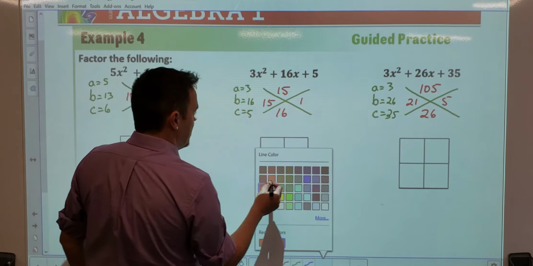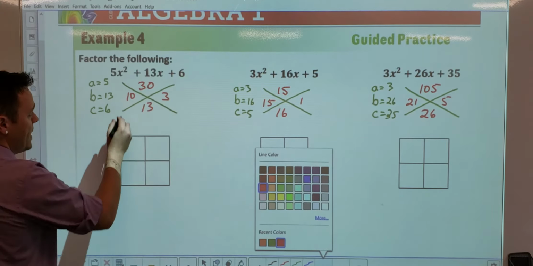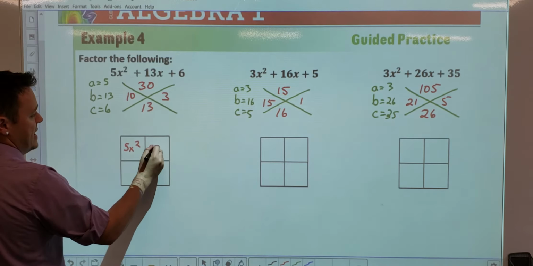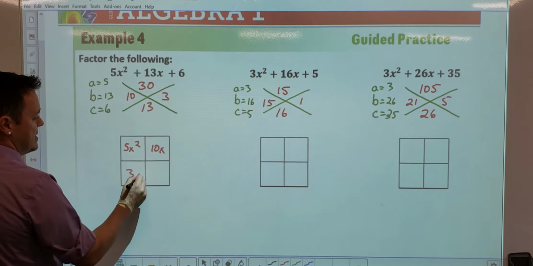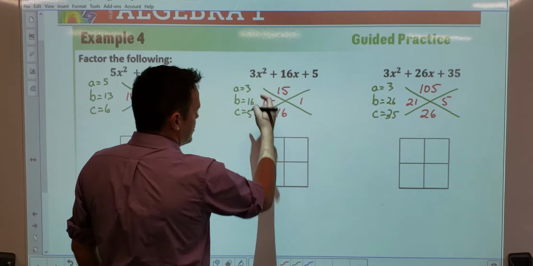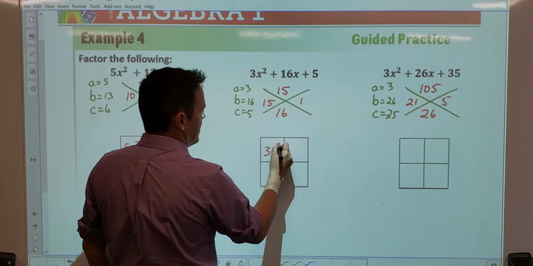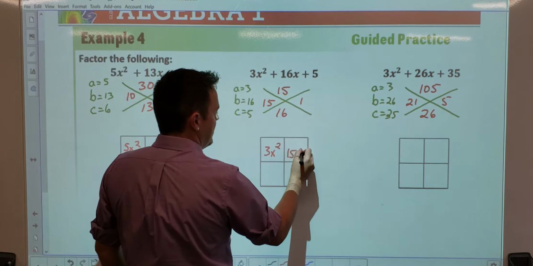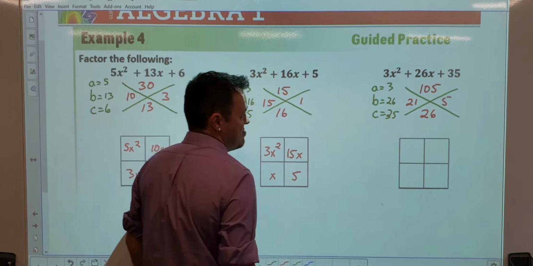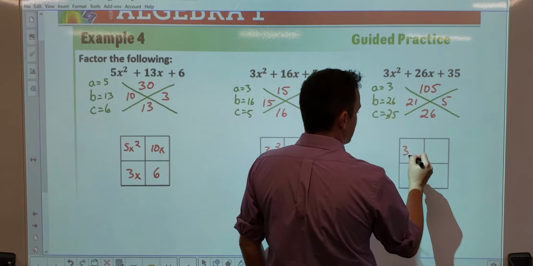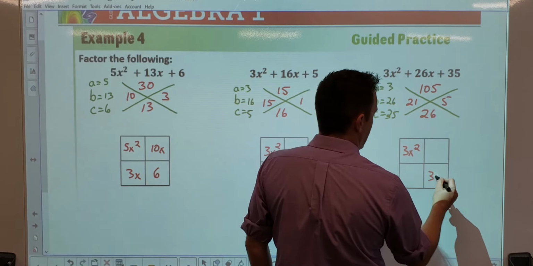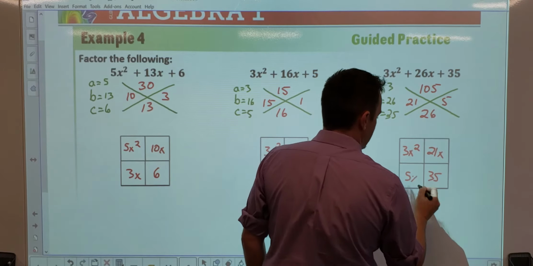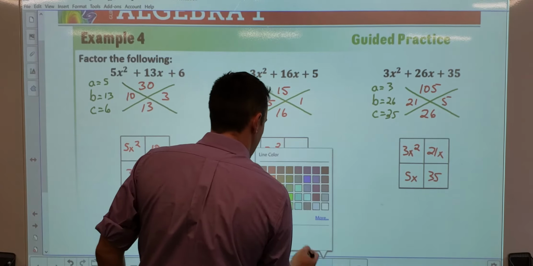Okay, now we're going to put it in the square. 5x squared goes in here. And then this would be 10x, 3x, and a 6. First term here, 3x squared. Last term is a 5. And then you put these two pieces in, 15x and just an x. And then this one would be 3x squared again and 35. And then it'd be 21x and a 5x. All right, now you factor the pieces out like we did before.